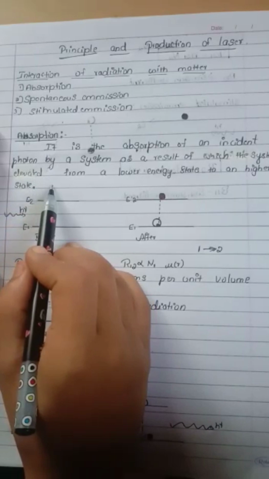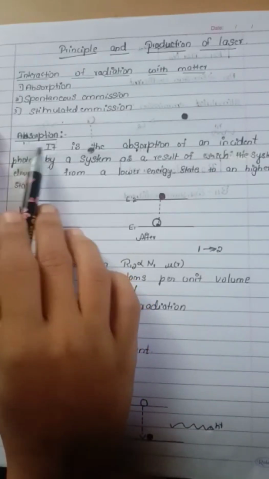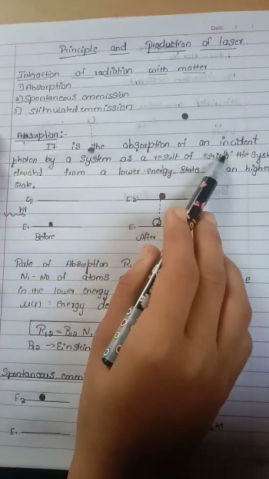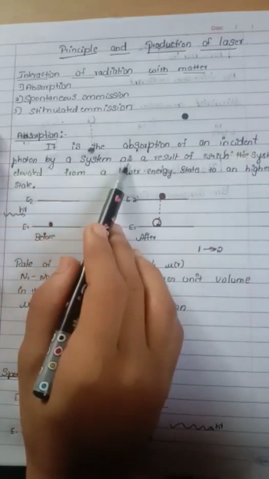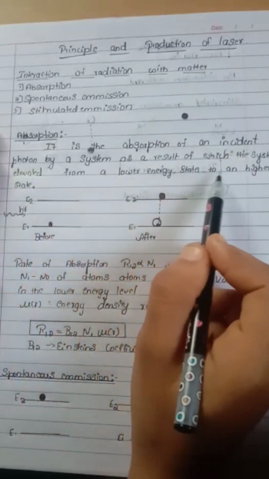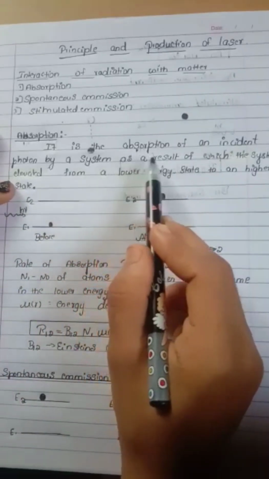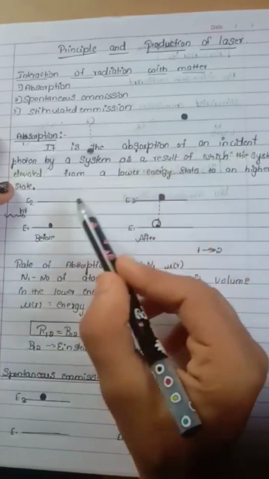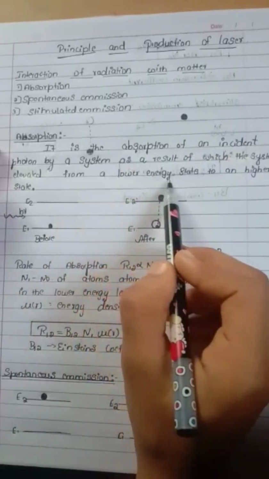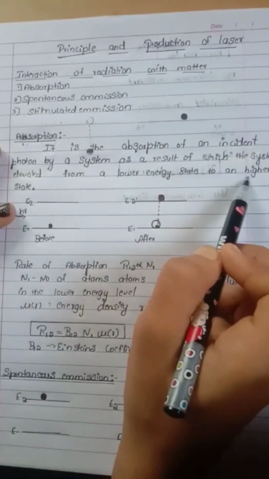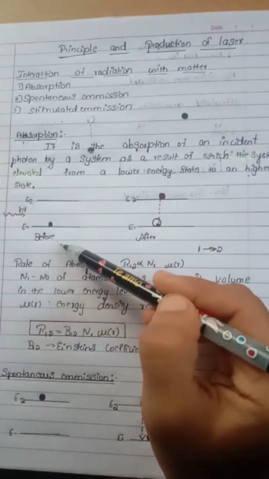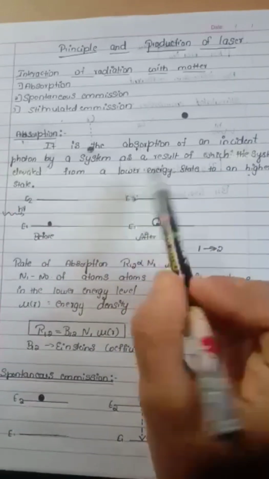Now let us study what is absorption. All of you know that absorption, as the word itself suggests, means absorbing. It is the absorption of an incident photon by a system, as a result of which the system is elevated from the lower energy state to a higher energy state. The atom present in the lower energy state will jump to the higher energy state.